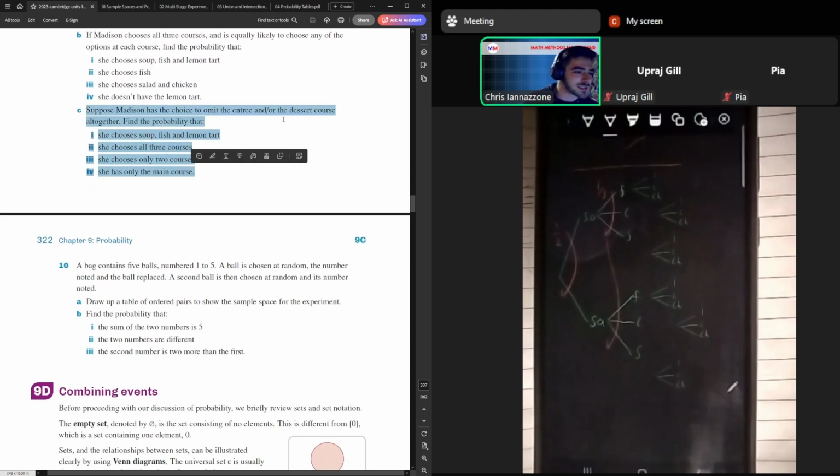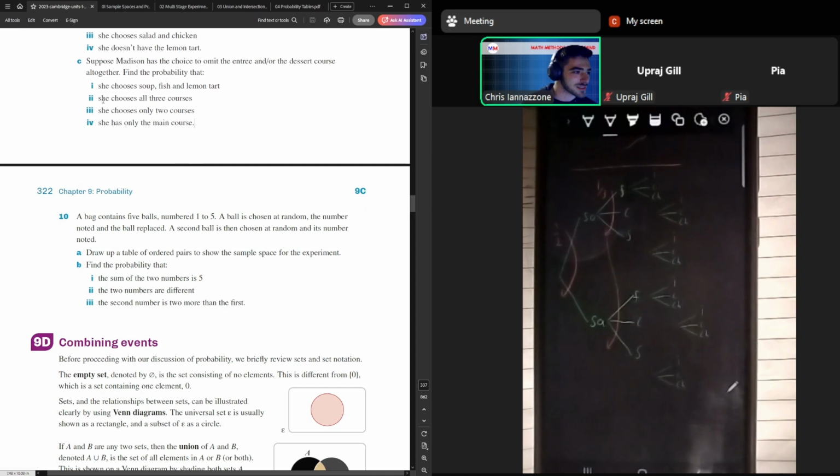Now, part C is an interesting question. I remember getting caught out by this one, so I'm curious to see if you've nailed this one as well. Because if so, I'll be happy to congratulate you. But I remember it being tough. Part C: can omit a course. So we'll just do c-i, right? There's a change going on here. I want to figure out the probability of soup, fish, and lemon tart.